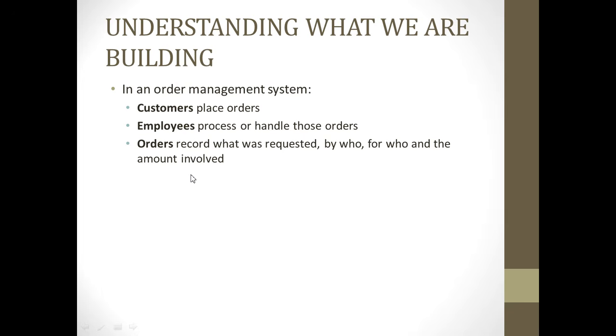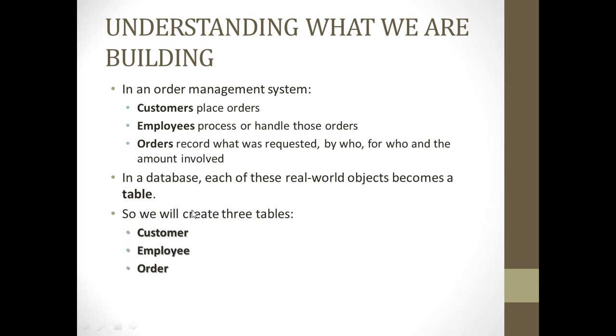So we have three entities: customer, who will place the order; employee, who will process or handle the order; and the order itself that is placed. In a database, each of these real world objects becomes a table, meaning that we are going to have three tables: the customer table, the employee table, and the order table. These are the three tables we are going to have in our work.